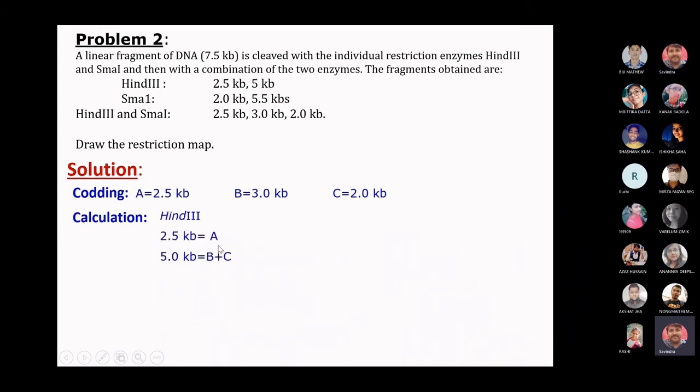So you were right that we are getting this 2.5 kilobase pair fragment from fragment A, and the 5 is the combination of fragment B and C. In the same way, SMA we are getting from C and 5.5 from A plus B.